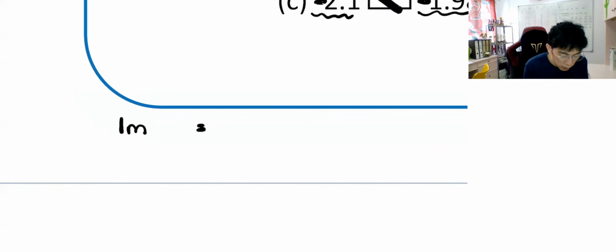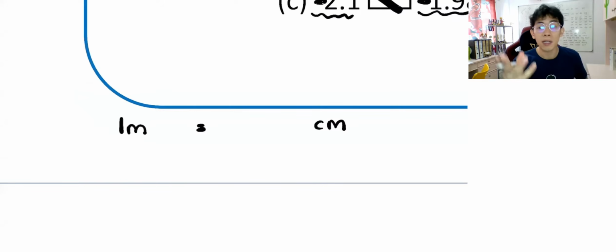Everybody, look. 1 meter and 1 cm. 1 meter you want to change to cm. Come, tell me how many cm?